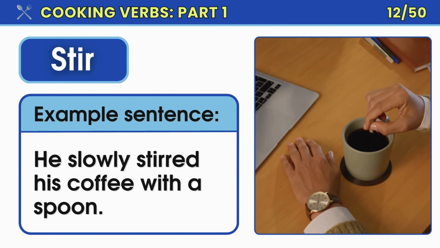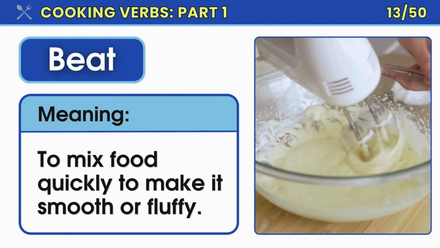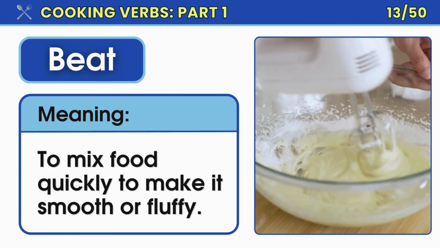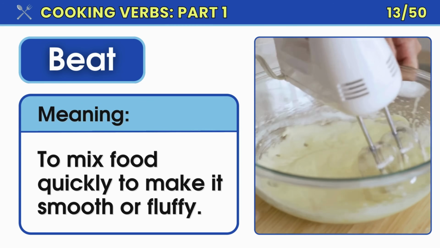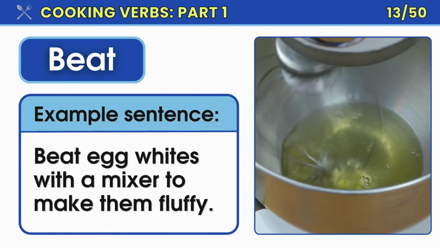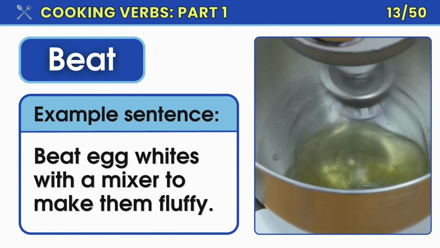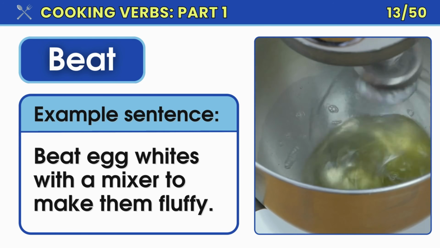To beat means to mix food quickly to make it smooth or fluffy. For example, beat egg whites with a mixer to make them fluffy.